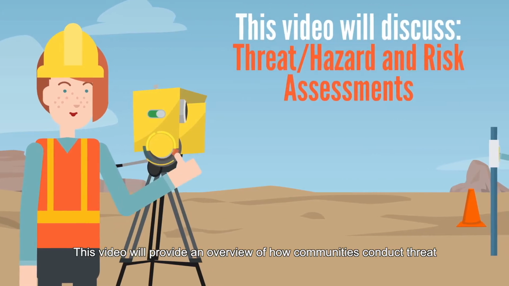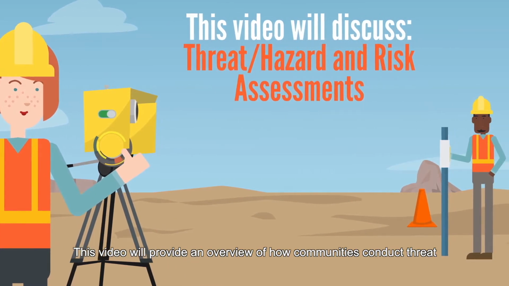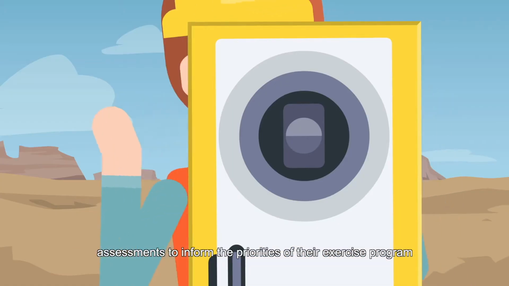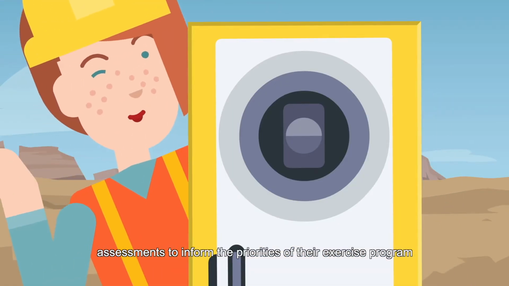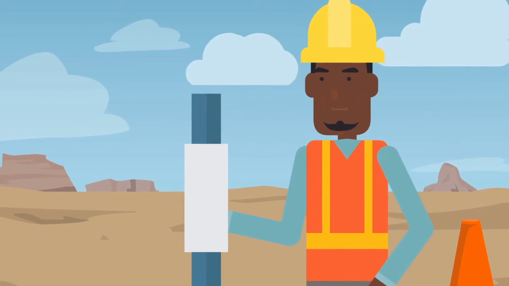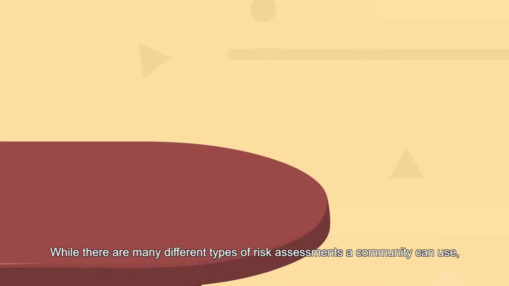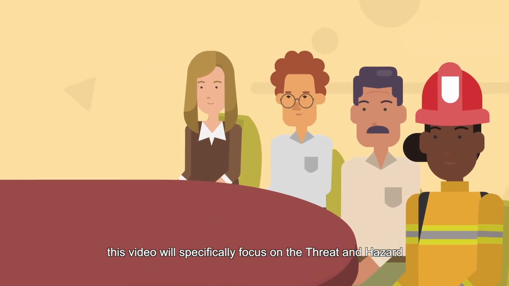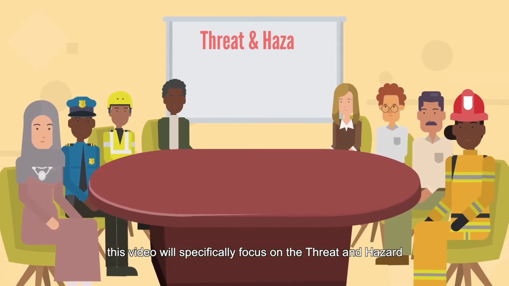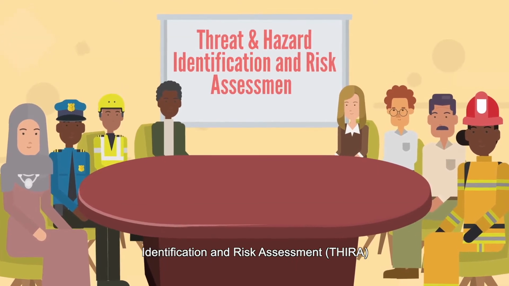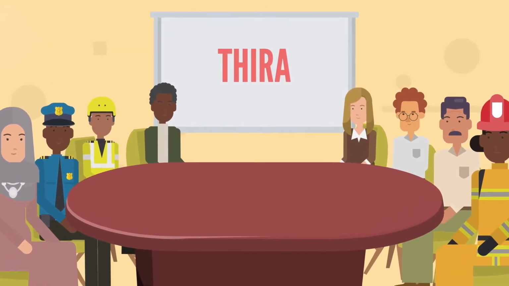This video will provide an overview of how communities conduct threat assessments to inform the priorities of their exercise program. While there are many different types of risk assessments a community can use, this video will specifically focus on the Threat and Hazard Identification and Risk Assessment, or THIRA.